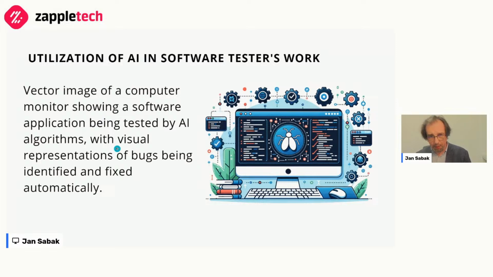But look at the prompt. The prompt is: a vector image of a computer monitor showing a software application being tested by AI. Okay, that was my idea. Algorithm with representation of bugs being identified and fixed automatically. So when ChatGPT or DALL-E thinks about utilization of AI in software testers' work, AI itself thinks that bugs will be identified and fixed automatically.